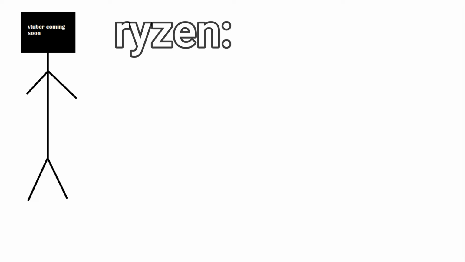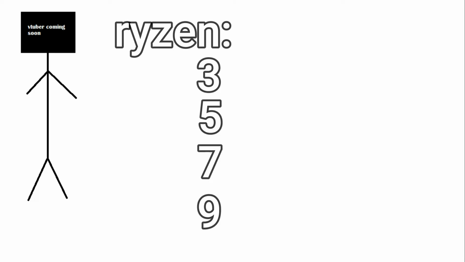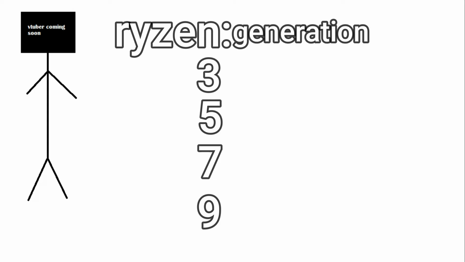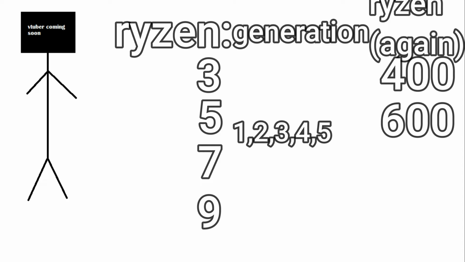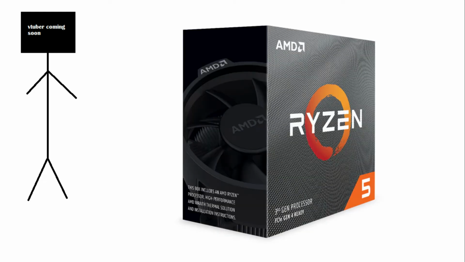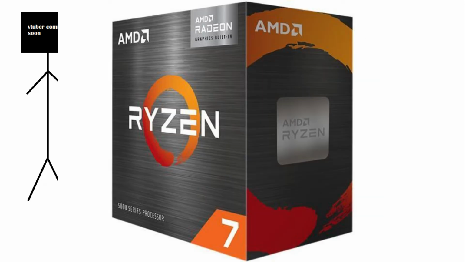Every CPU has a Ryzen number, going 3, 5, 7, and 9. And after that, there's a number in the thousands representing the generation of that card, starting with 1 and going up to 5, and the hundreds digit depends on the Ryzen number. The Ryzen 3 has 400 coming after it, the Ryzen 5 has 600 coming after it, the Ryzen 7 has 700 coming after it, and the Ryzen 9 has 900 coming after it. So a CPU example would be the Ryzen 5 3600 or the Ryzen 7 5700.